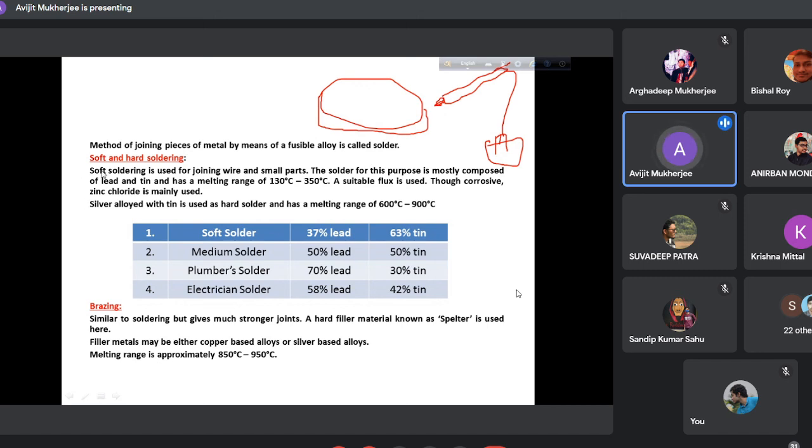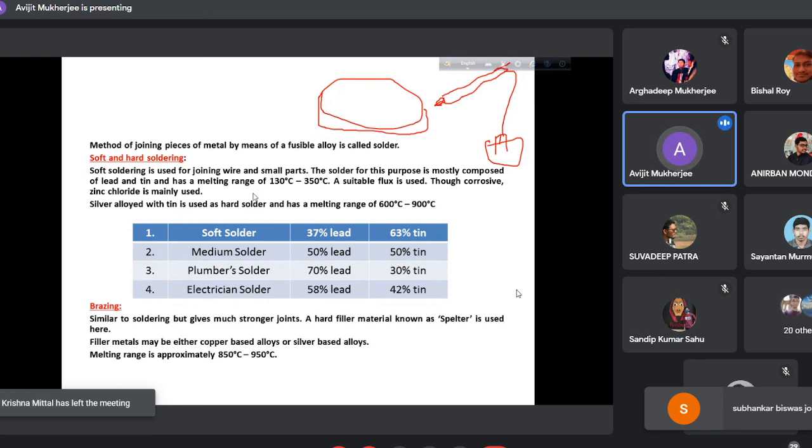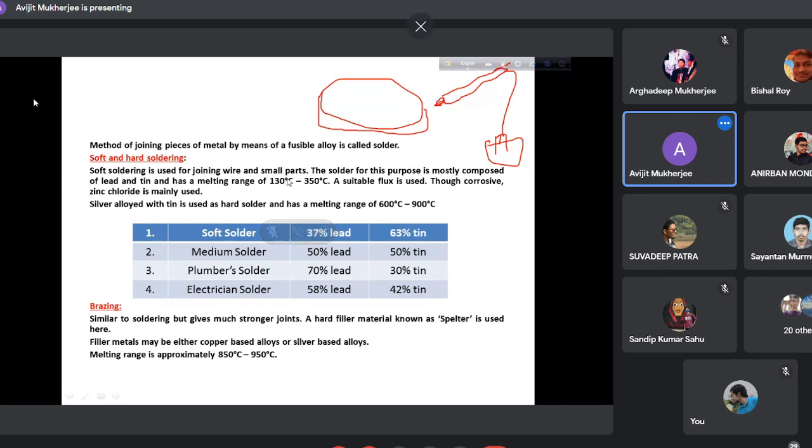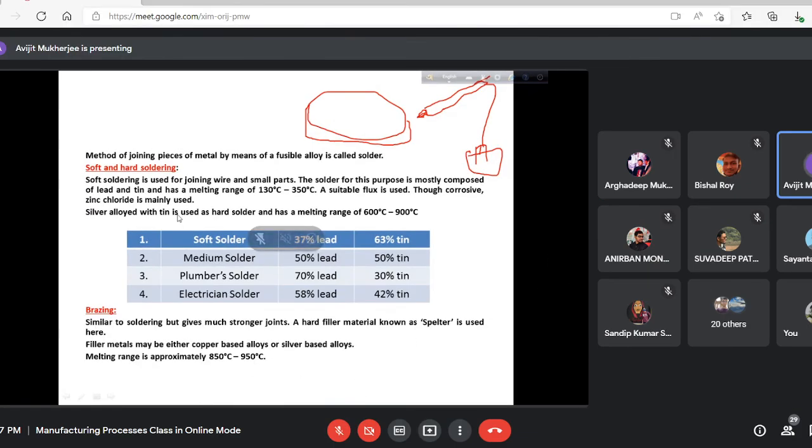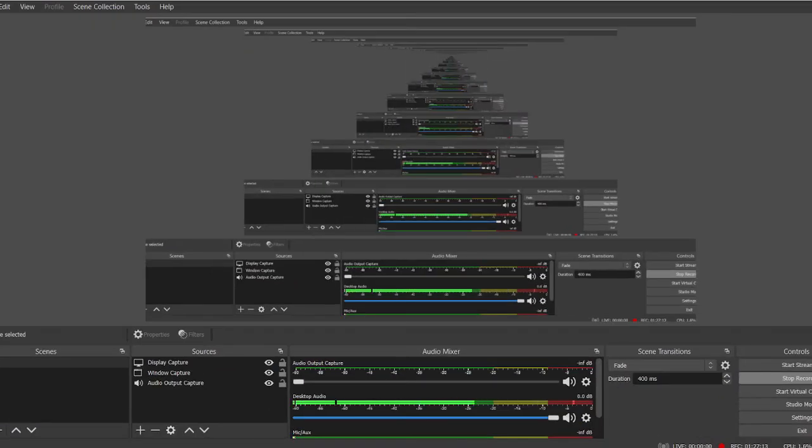And again, depending on the components, there are soft and hard solder. What is soft solder? Soft solder is only used for joining wire. Electricians use this soft solder for wire or very small parts. Plumbers are also using it. Soft solder material is a mixture, an alloy, a composition of mainly lead and tin.